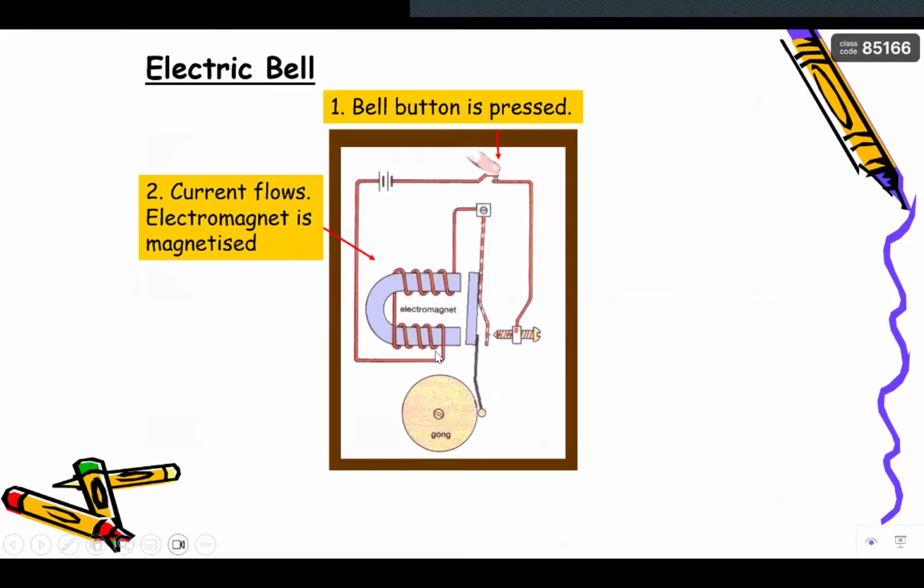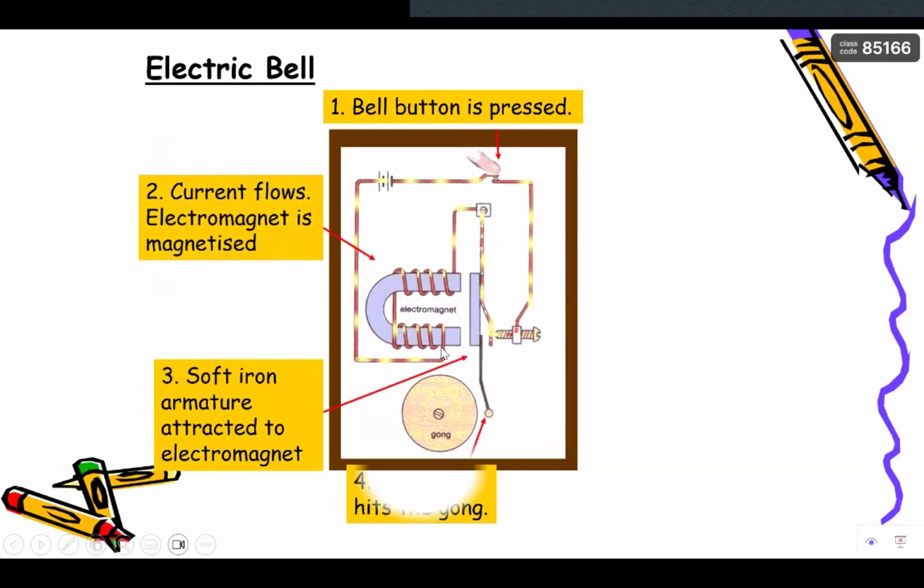And when it becomes an electromagnet, it will tend to attract some magnetic material. So over here, it will attract this soft iron armature. This iron bar over here is called a soft iron armature. So when it attracts, this soft iron armature is attached to a hammer, so the hammer will move forward and hit the gong.